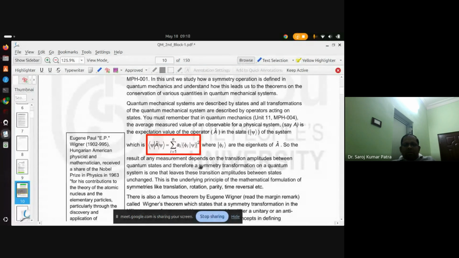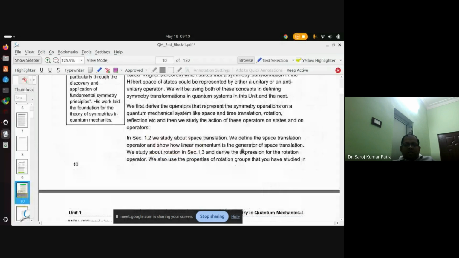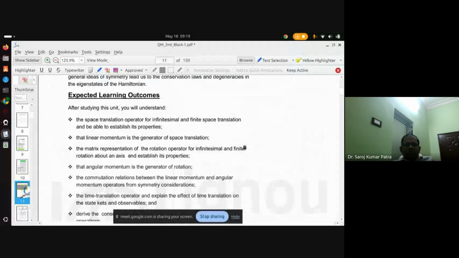The result of the measurement depends on the transition amplitude between quantum states, and therefore a symmetry transformation on a quantum system is one that leaves the transition amplitude between the two states unchanged. So basically you are operating on a system ψ, so it is going from one state to another state, the translated state.